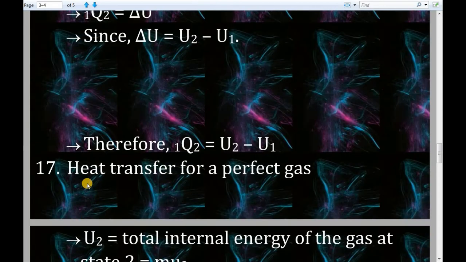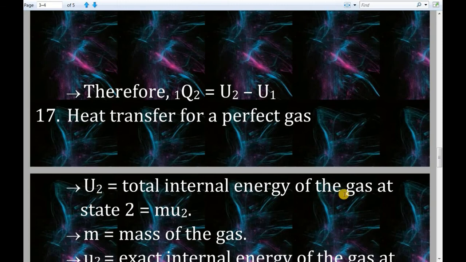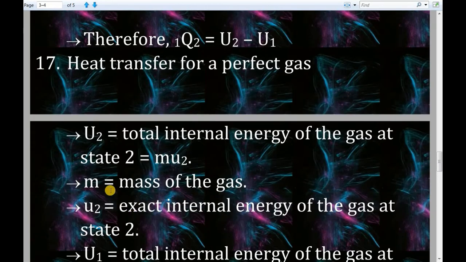But when a perfect gas is undergoing a constant volume process, what will be the heat transfer formula? For finding the formula, we have to simplify this heat transfer formula. We know that U2 is the total internal energy at state 2, and the formula for U2 is m into small u2, where m is the mass of the gas and small u2 is the exact internal energy value at state 2. To be precise, the difference between the capital U2 and small u2 is that capital U2 is calculated by considering mass, but small u2 is the exact internal energy value at state 2.